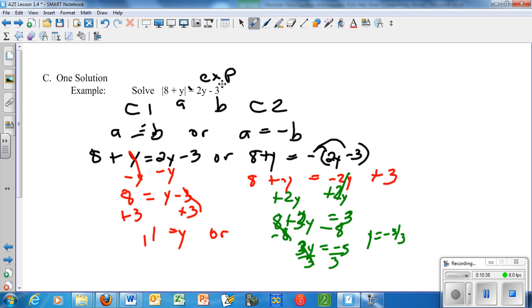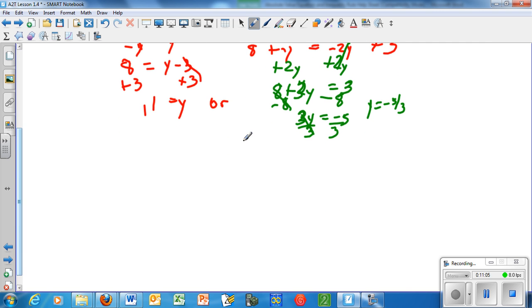Now, with these, when there is an expression on this side, you must check to see if your answers work. So I'm going to write that up here. I would suggest putting that in your notes. You must check them. Sometimes one will check out or both will check out. Sometimes none of them will. So what I mean by that is we have to check our answers. So if you notice, our expression was this. Here's our original expression: the absolute value of 8 plus y is equal to 2y minus 3.